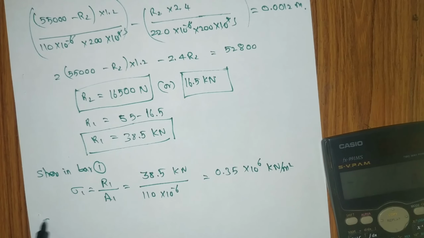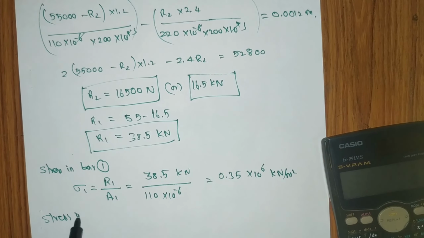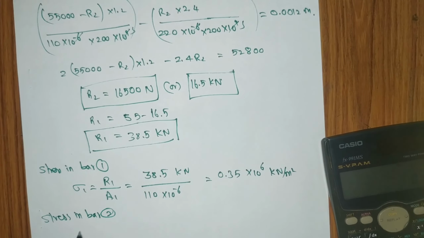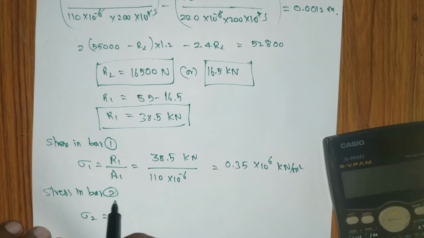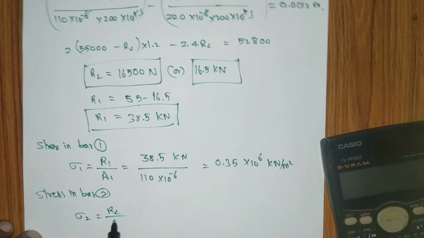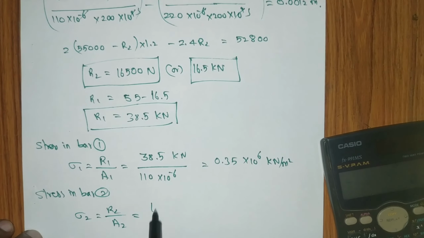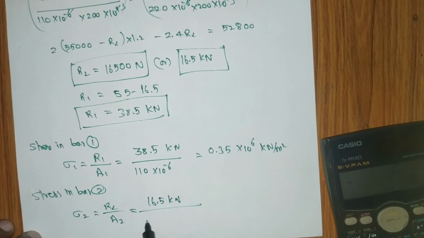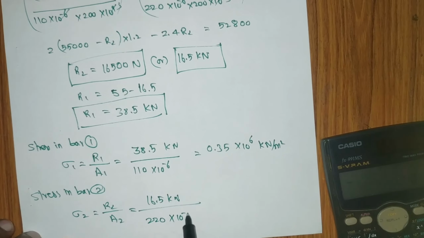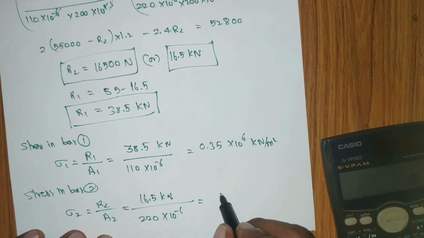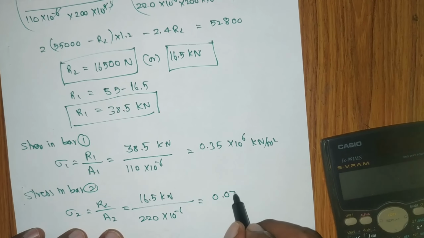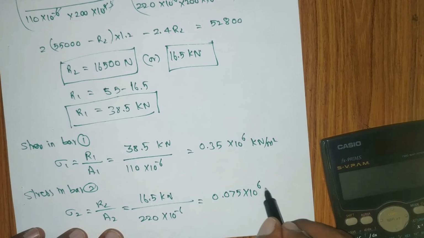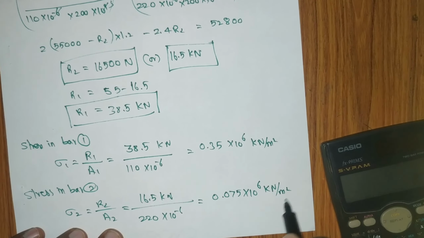Right? So stresses in bar 2 will be sigma 2 equal to R2 divided by A2. So R2 will be 16.5 kilonewton divided by A2 will be 220 into 10 to the power of minus 6. So we will get 0.075 into 10 to the power of 6 kilonewton per meter square.